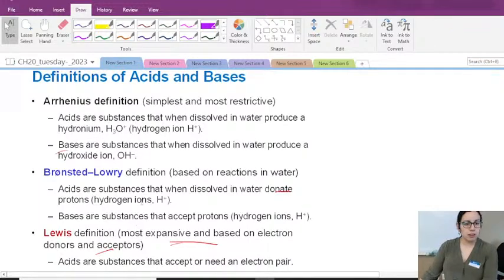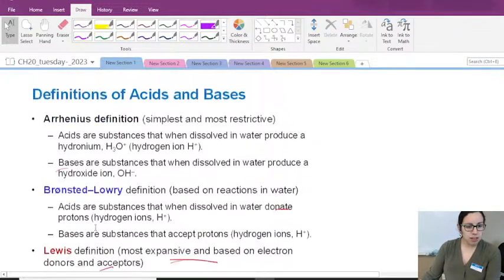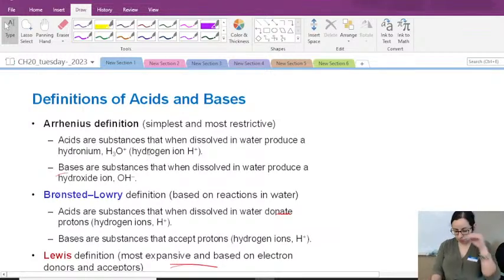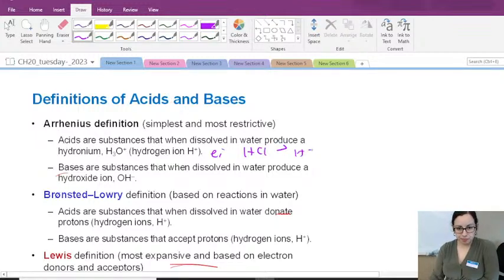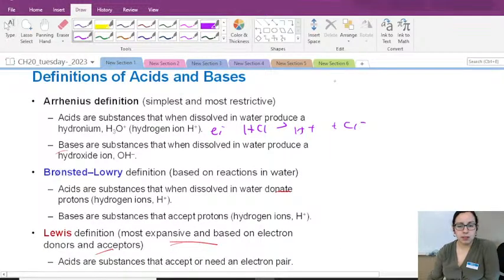And so now we'll look at these three definitions and talk about them. We'll start with our Arrhenius definition, and it's the simplest but also the most restrictive, so we'll see what's wrong with it. Acids are substances that, when dissolved in water, produce a hydronium or H+ ion. Often we think about our simple HCl, which can form an H+ ion. That's not a very good mechanism, that's just what we see.